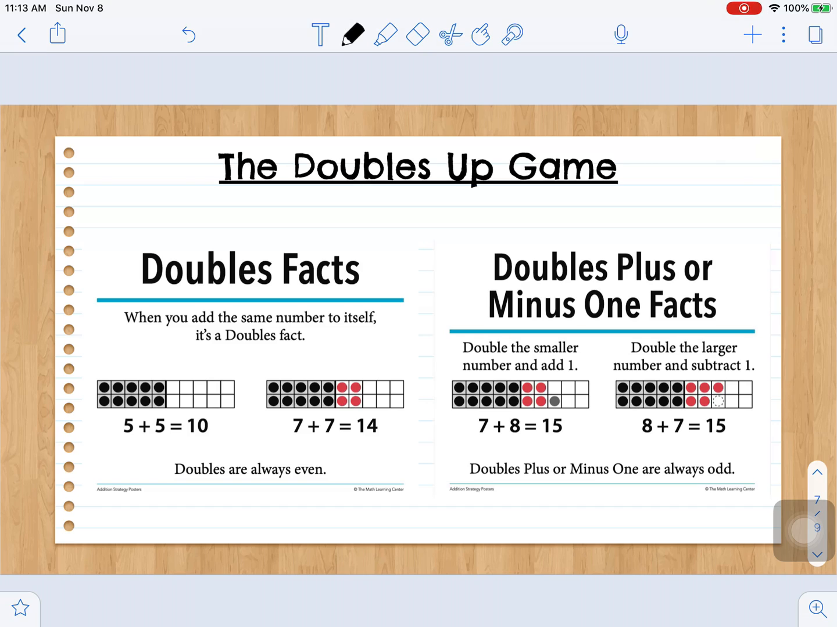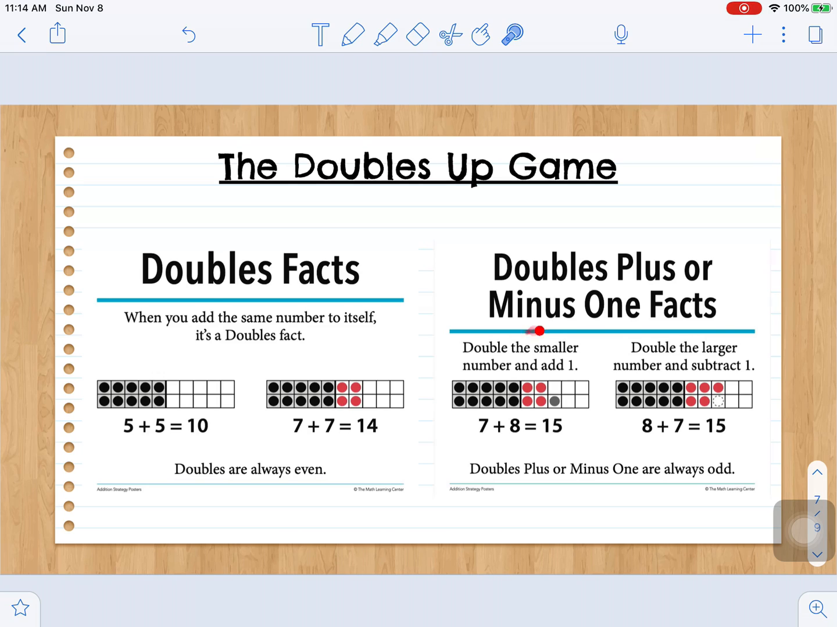Now today we're going to play the Doubles Up game, but before we get started, we need to review doubles facts and doubles plus or minus 1 facts. Doubles facts are when you add the same number to itself. So for example, we could do 5 plus 5 equals 10, or 7 plus 7 equals 14. And doubles are always even.